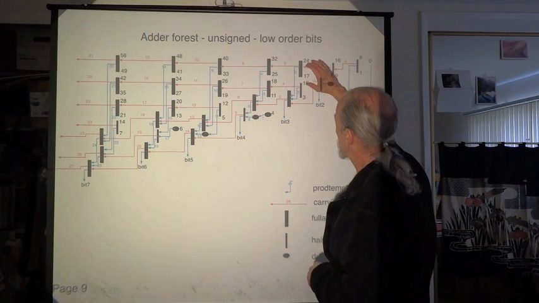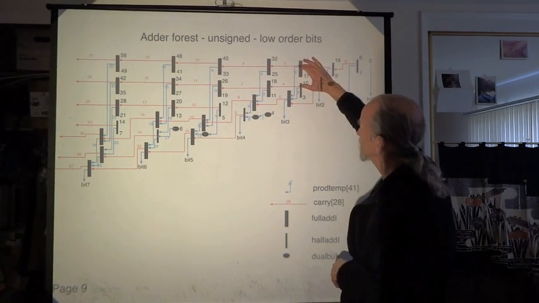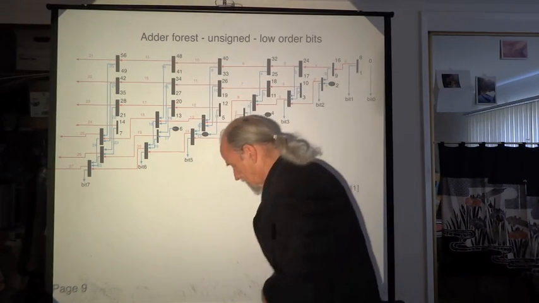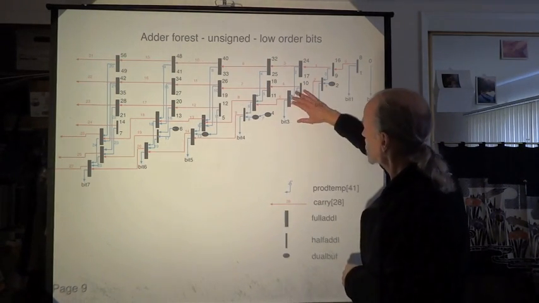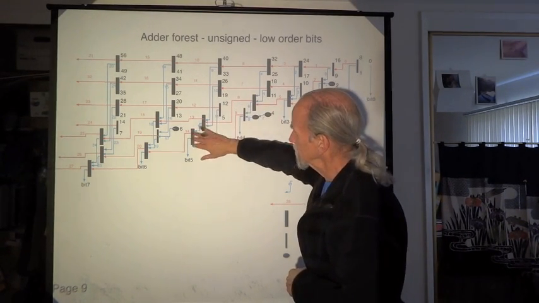And you'll notice that the first level adders of each tree generate carries to the first level adders of successive trees, and the second level generates carries to the second level, and the third level generates carries to the third level.